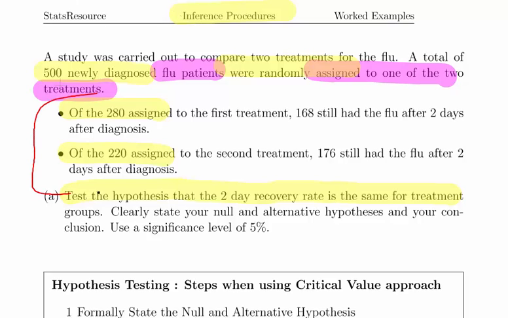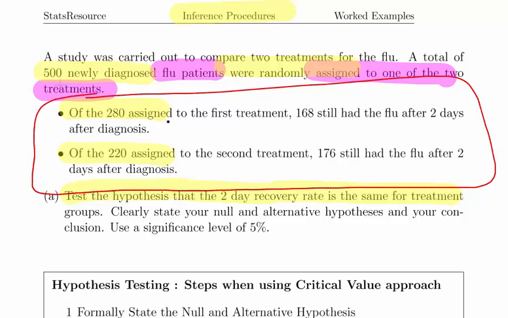This is the key pieces of information there. Out of 280 assigned to the first treatment group, 168 had the flu after 2 days. Of the 220 assigned to the second treatment group, 176 had the flu after 2 days.